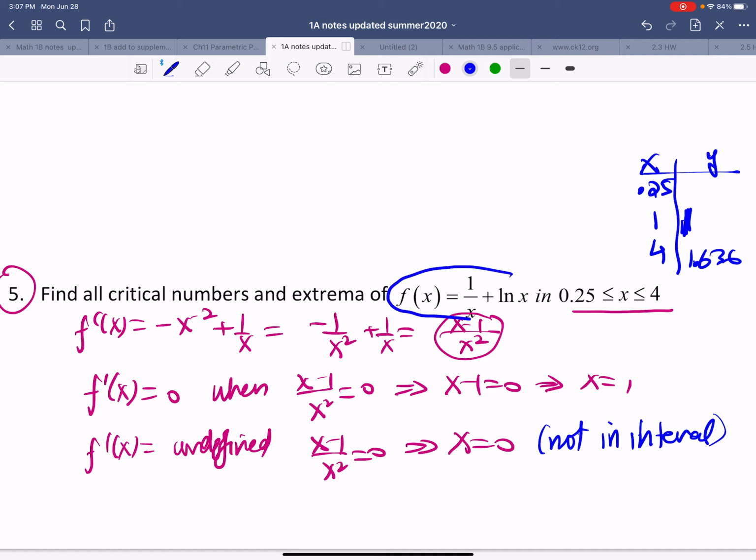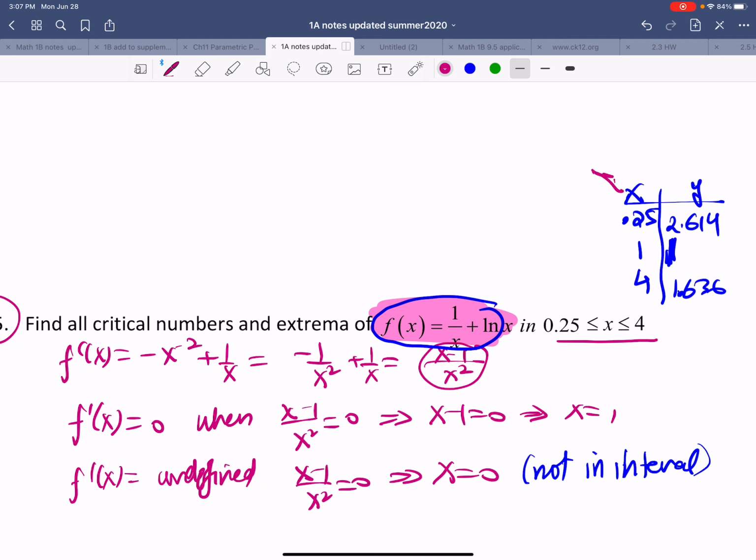When x is 0.25, let's see what y turns out to be. Again, we are plugging in to the original function to find the y values, not into the derivative function. That turns out to be 2.614. So here we can take a look at your min and max.